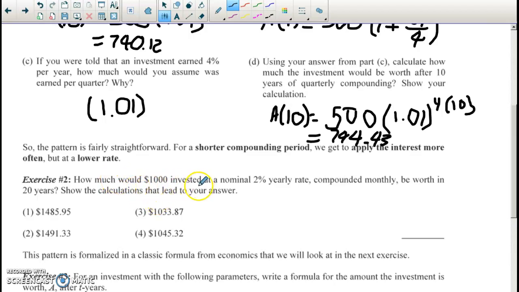So how much would $1,000 invested at a 2% interest rate compounded monthly be? Now, this is going back to all those big problems we had on the exponent test where we were talking about car loans and mortgage payments. So we would have here the amount in 20 years would be the $1,000.